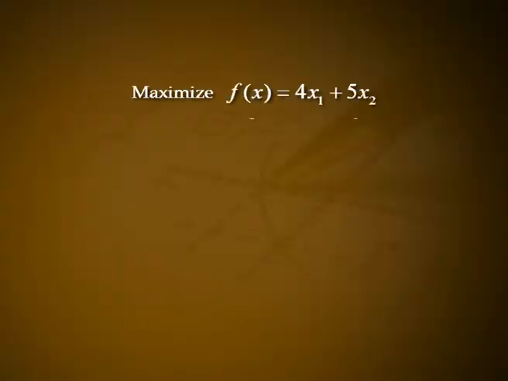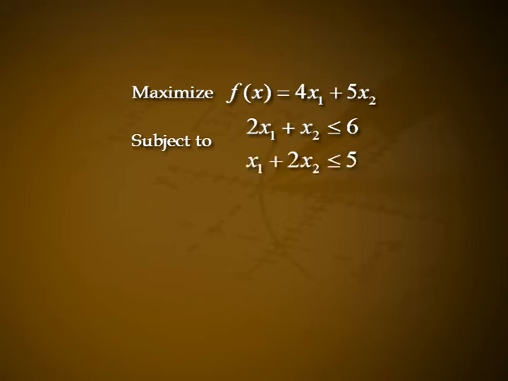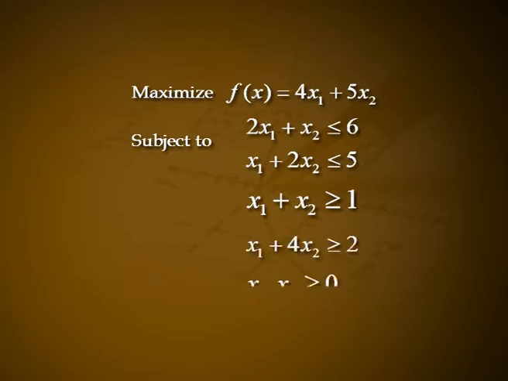Maximize f of x equal to 4x1 plus 5x2 subject to 2x1 plus x2 less than or equal to 6, x1 plus 2x2 less than or equal to 5, x1 plus x2 greater than or equal to 1, x1 plus 4x2 greater than or equal to 2, x1, x2 greater than or equal to 0.